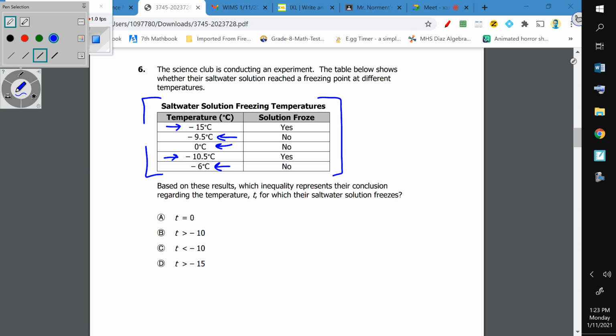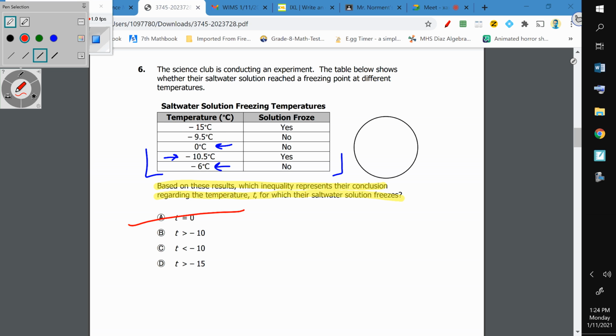Based on these results, which inequality represents their conclusion regarding the temperature for which their saltwater solution freezes? So you guys should be able to look at this. And it's going to be tricky because the negatives make this difficult. The negatives make this difficult, but there is one correct answer, okay? And I'll tell you right now, this is not the right answer. It's either B, C, or D. So, for the temperature to freeze, it has to be less than how many degrees? And that's a key phrase. It needs to be less than something.